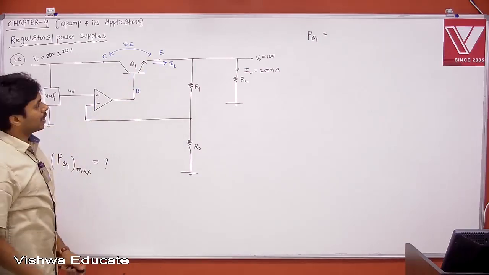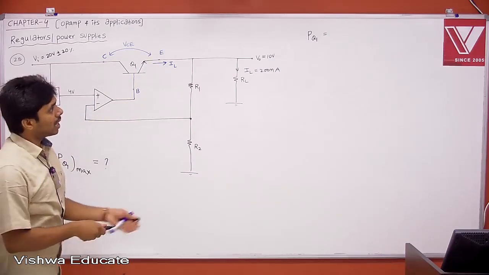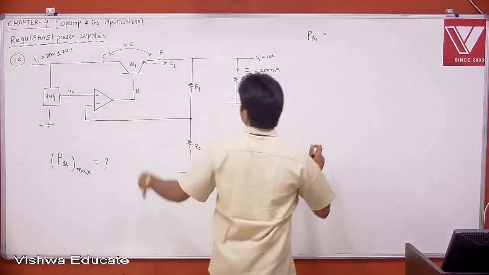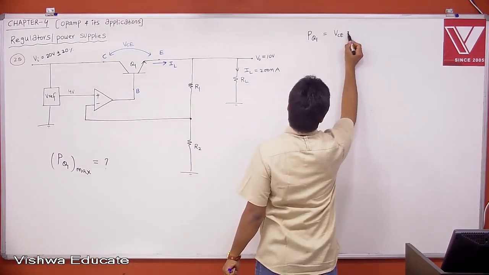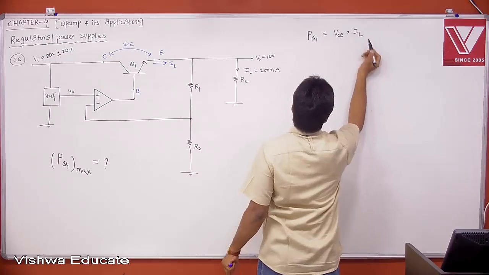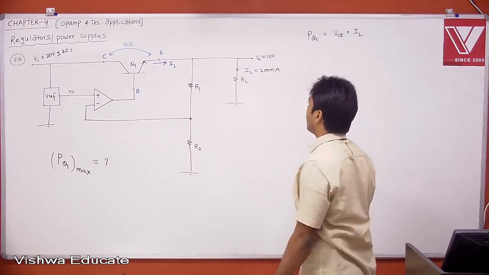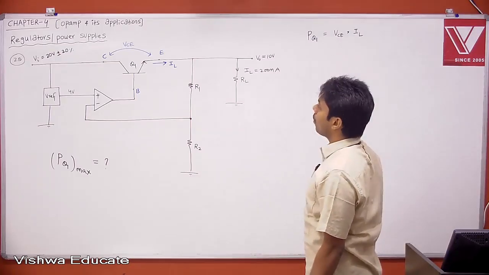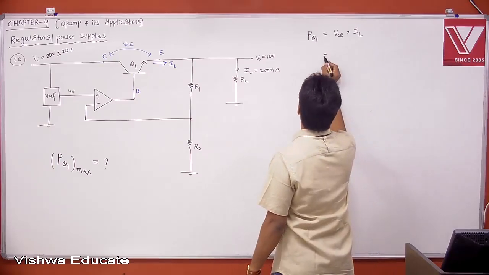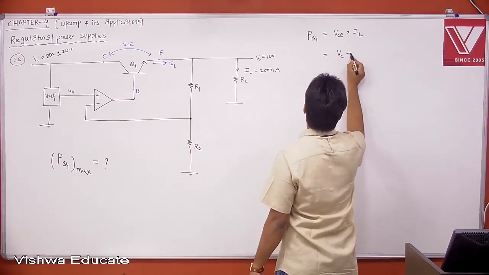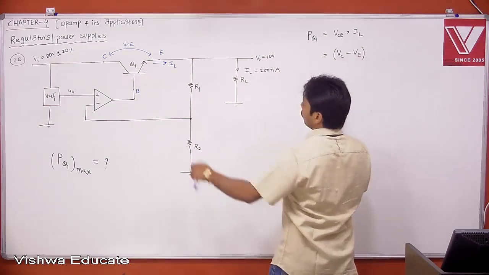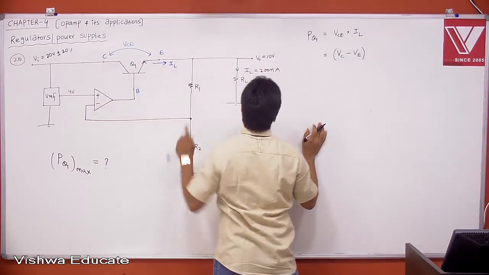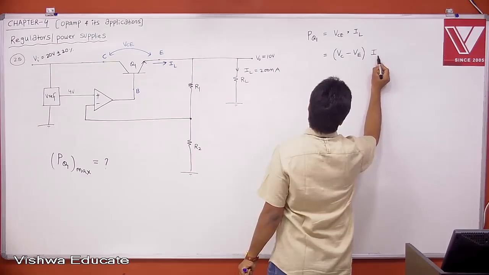That we know already. Therefore, tell me what is power dissipation across the transistor Q1? It is nothing but VCE into the load current IL. You know already load current, that is 200 milliampere. Now we need to find VCE. What is VCE? VCE is nothing but voltage at collector minus voltage at emitter. That is nothing but your collector to emitter voltage. Voltage at collector minus voltage at emitter, into IL.